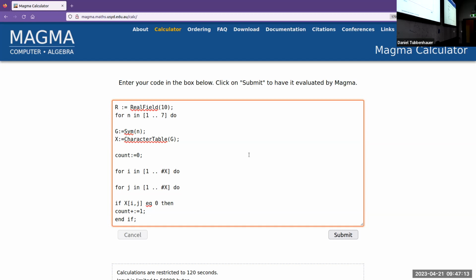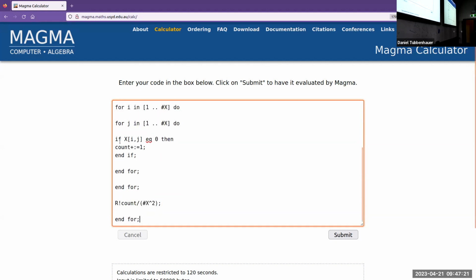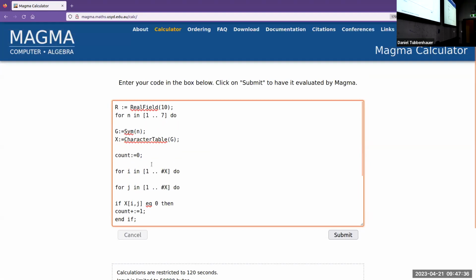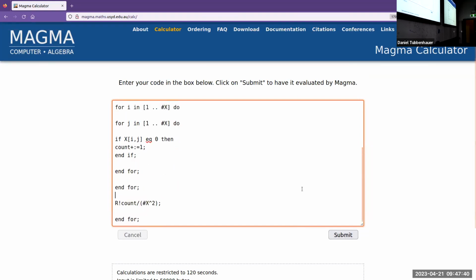I take the symmetric group on those elements. I let Magma construct its character table, and I increase the count whenever the character value is 0. At the end, I divide by the size of the character table squared, because it's a square matrix. Very, very simple. Nothing fancy. And we will get some beautiful mathematics out of this, whatever it is, a 10-line code.